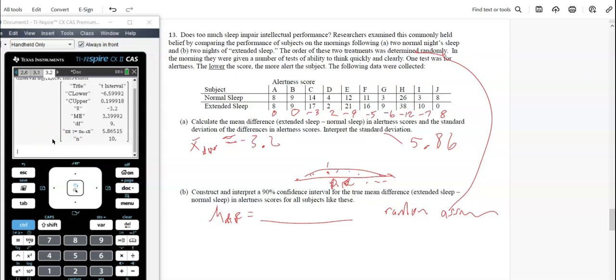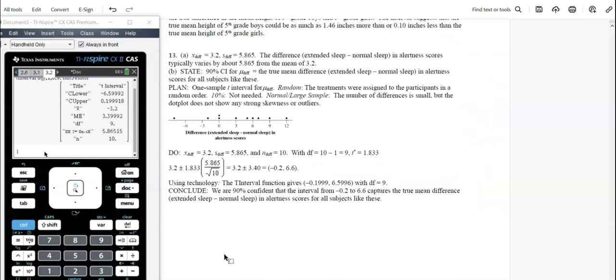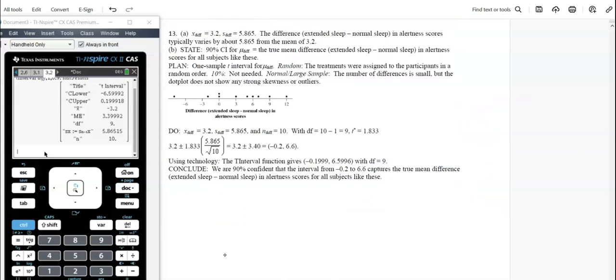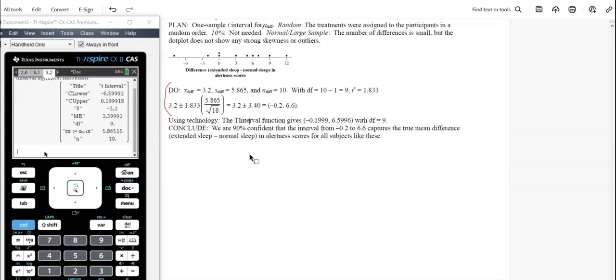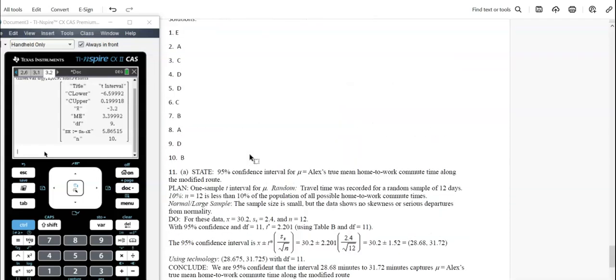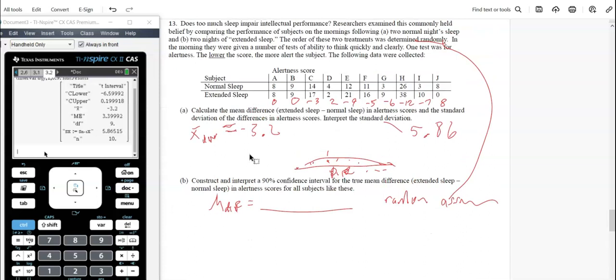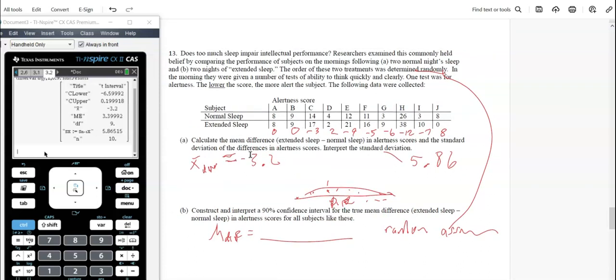So I like to plug in just so you see it. And so I'm just going to show you the answer here. There it is. So this is finishing off that work right there. Just writing that down. Once you know your interval, we are 90% confident the interval from -0.2 to 6.6 captures the true mean difference of extended sleep minus normal sleep in alertness scores. I think I did mine in a different order. I did normal sleep minus extended sleep. So that's okay. As long as you say which one you did, that's perfectly fine. Okay, that's your screencast for today.